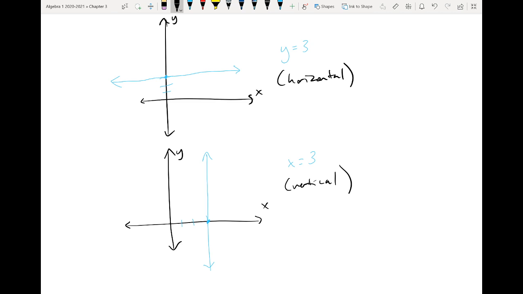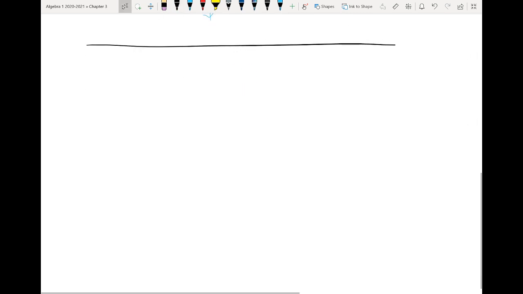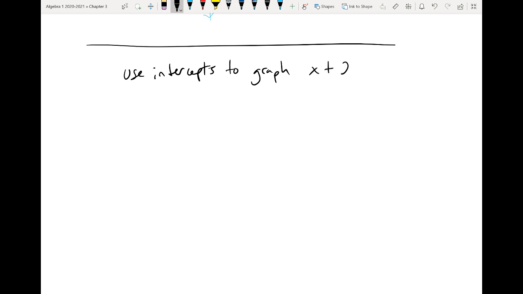When we graph using standard form, we're going to actually graph using intercepts. It winds up being pretty fast, compared to if we actually use function form. So watch this. We're going to use intercepts to graph x plus 2y equaling 6.